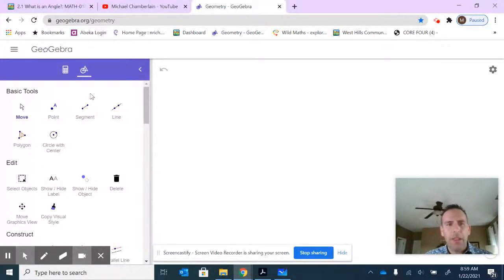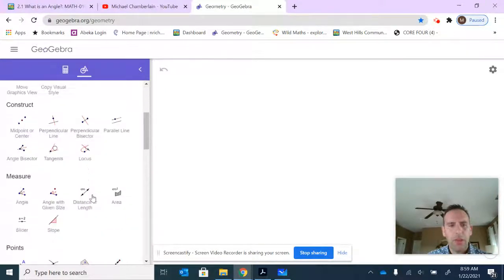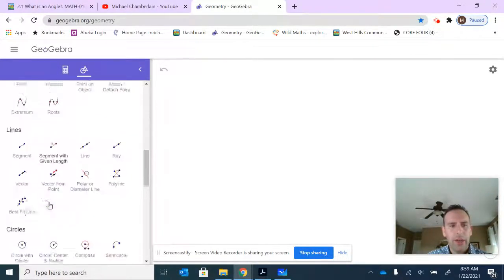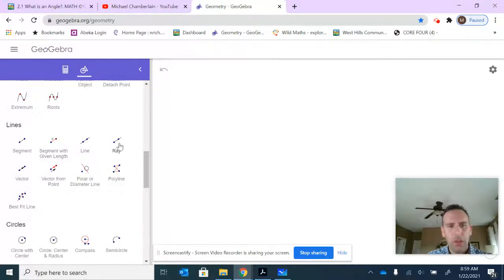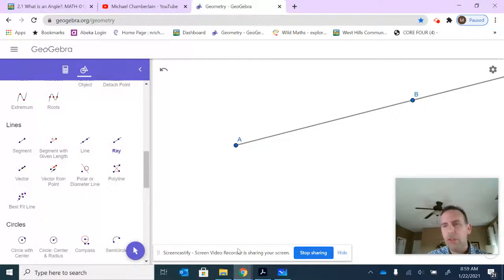On GeoGebra, if you scroll down and get to the more tools, it's not the basic tools, way down here under lines, there is a choice called ray. So you can choose a point, a secondary point. If you will draw another ray beginning with point A, you have to click on point A, and then out through that, you can see your angle form there.